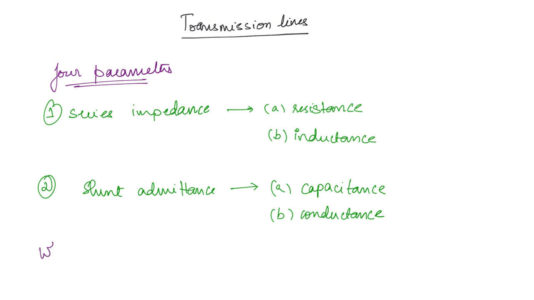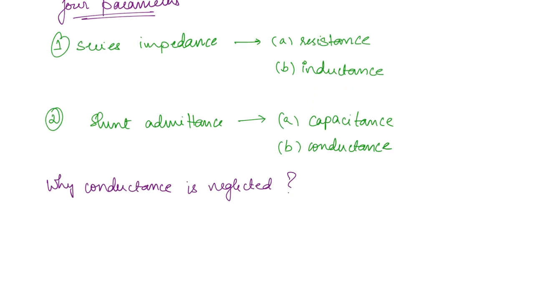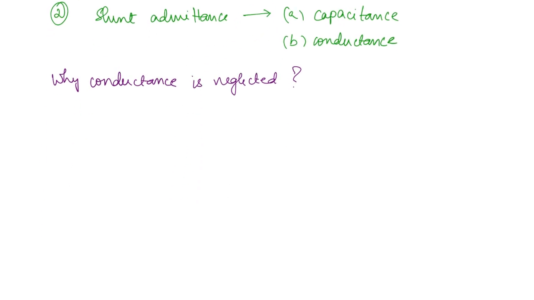So why is conductance neglected? In order to understand why this conductance is neglected, we need to understand why it comes into the picture in the first place. If you see the transmission lines, they will be supported at regular intervals by means of poles, right? And at these poles there are going to be insulators, because these overhead lines are usually bare conductors and they should be insulated from the supporting towers. So there are insulators at each of the supports.